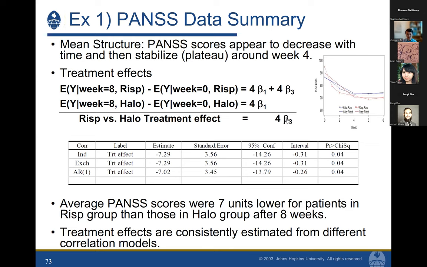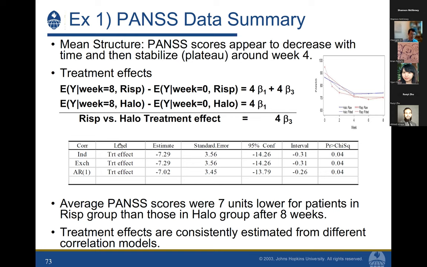model is four times beta three. The reason is that it assumes the changes plateau after week six. So the maximal change is at week six, right? Based on this model, the post effect at 4 weeks and 8 weeks is exactly the same. That's what the model assumes. Four is the number of weeks in the time gap between 0 and 4 weeks, and beta is the effect of a change per week. So that's why the treatment effect here is four times beta three.